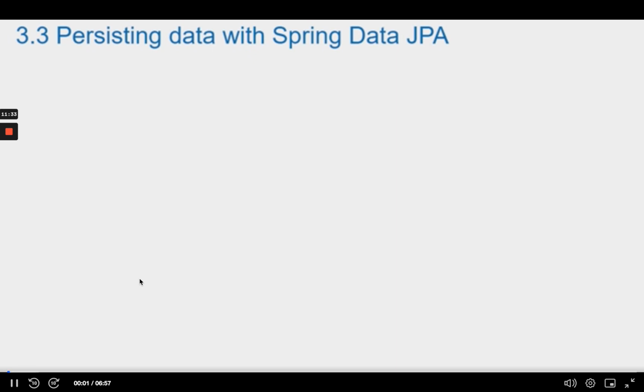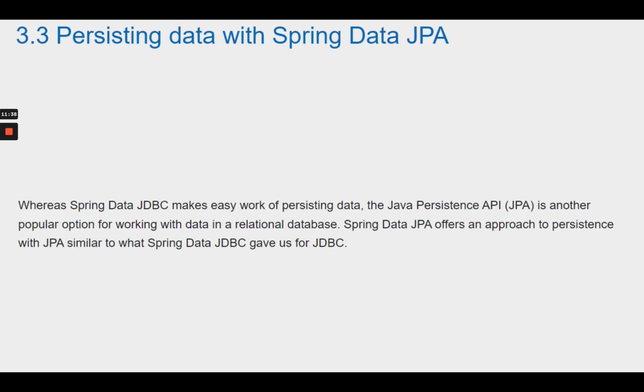Section 3.3. Persisting Data with Spring Data JPA. Whereas Spring Data JDBC makes easy work of persisting data, the Java Persistence API, JPA, is another popular option for working with data in a relational database. Spring Data JPA offers an approach to persistence with JPA similar to what Spring Data JDBC gave us for JDBC.